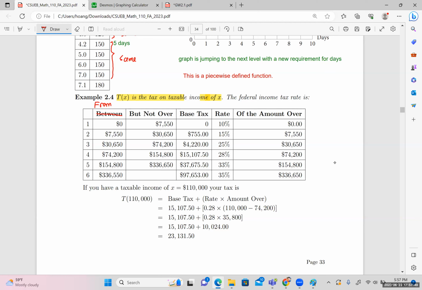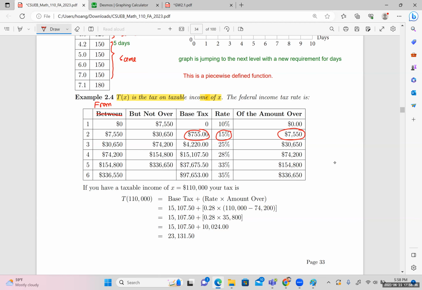And for the one who earns between $7,550 up to $30,650, we have a base tax of $755.00, and we're gonna use a rate of 15% for the amount over 7,550.